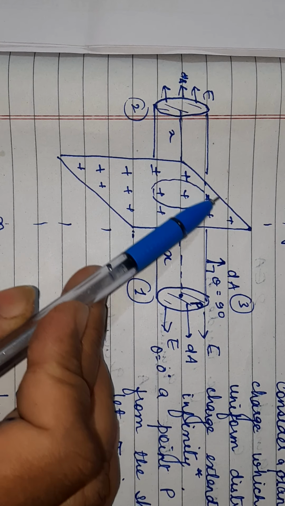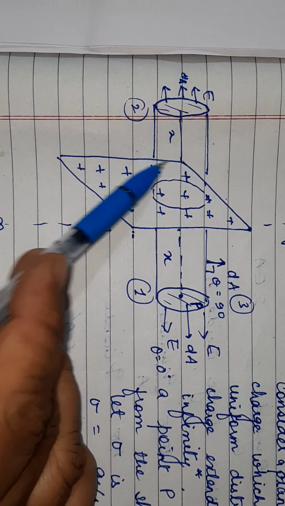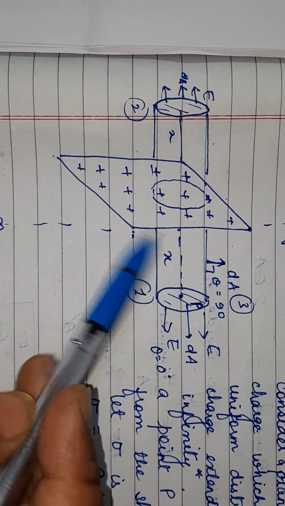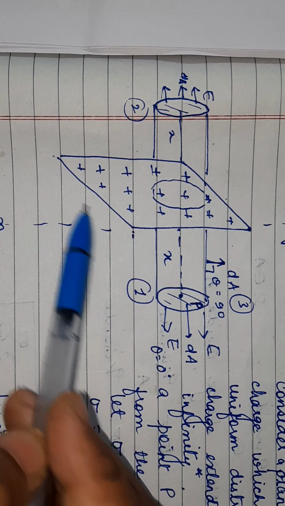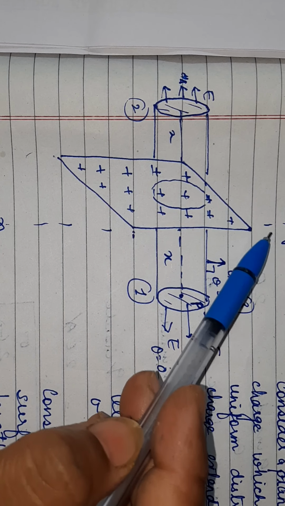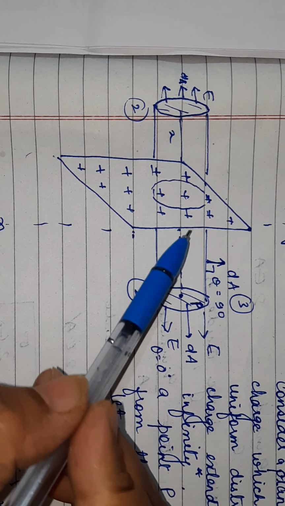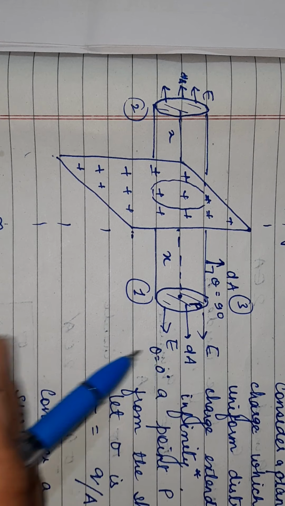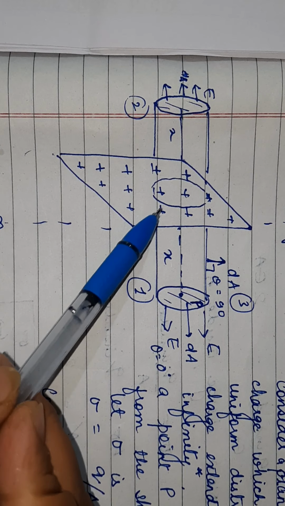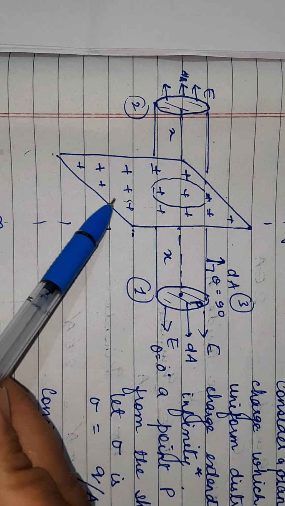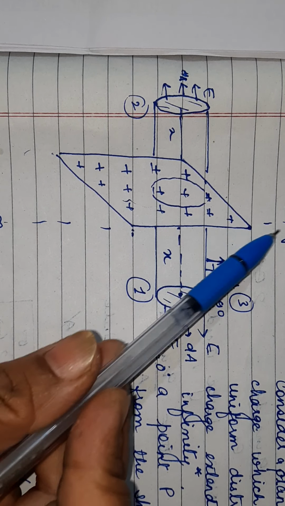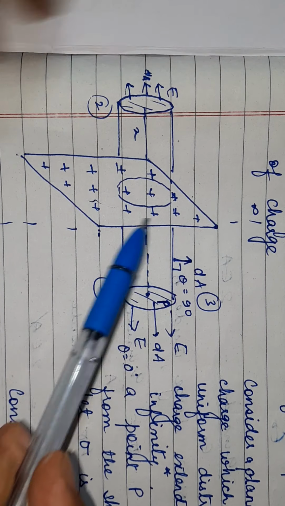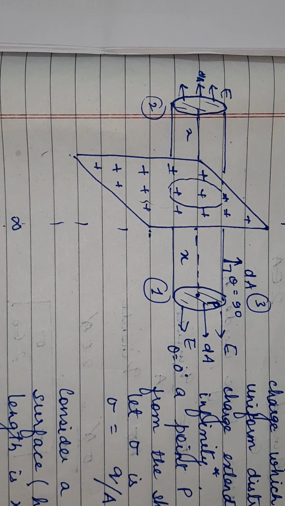So here you can see this is a plane sheet having charges which is uniformly distributed. The dimensions of this plane sheet are very large as compared to the dimensions that we will consider for the expressions. So first we are considering this plane sheet of charge which has uniform distribution of charge extended up to infinity, right?